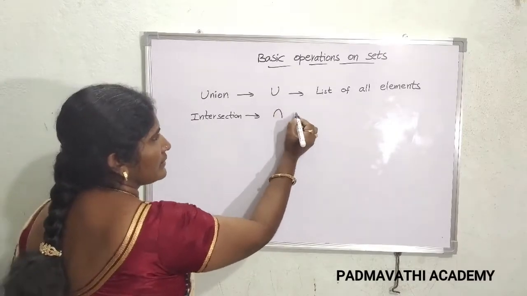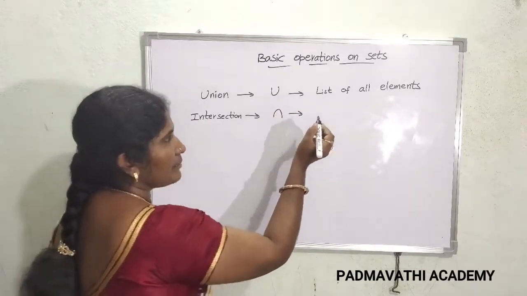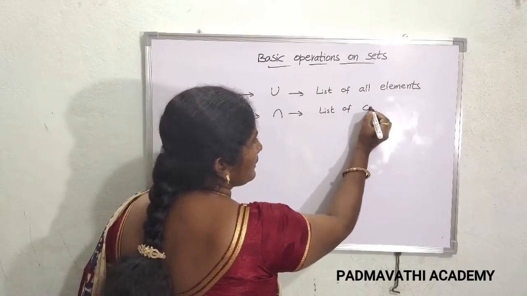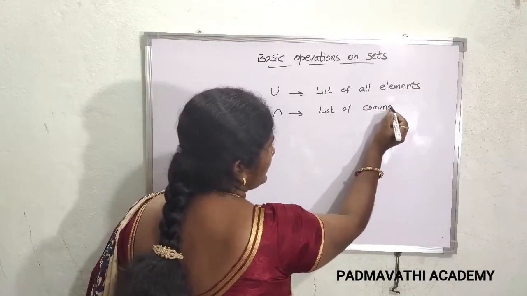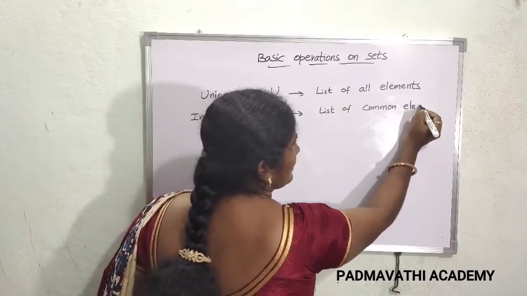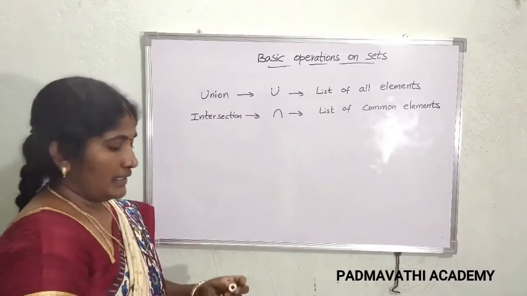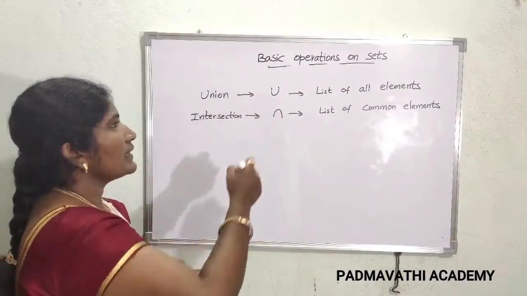Next one is intersection. Intersection symbol is this one. Intersection means list of common elements. Only common elements we want to list out. Clear? So these are basic operations on sets.